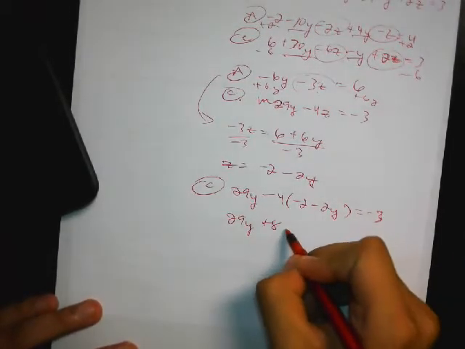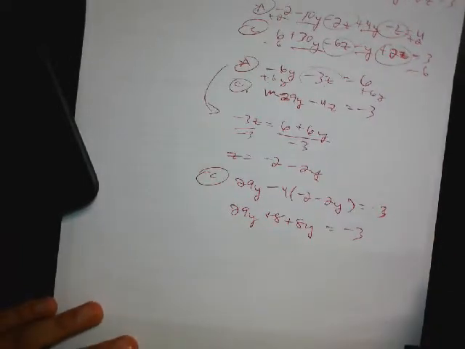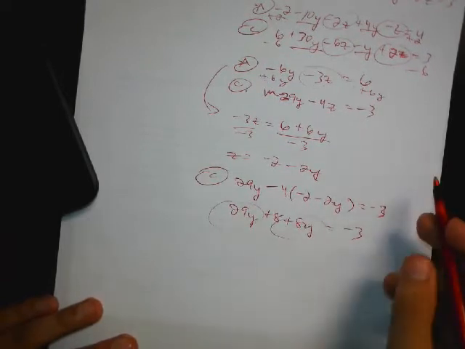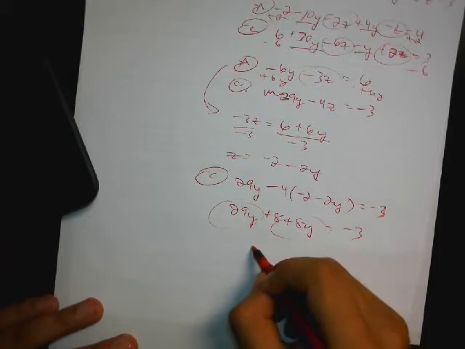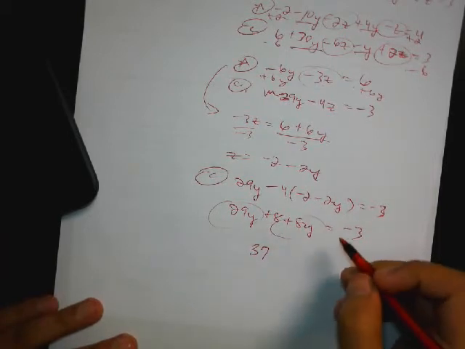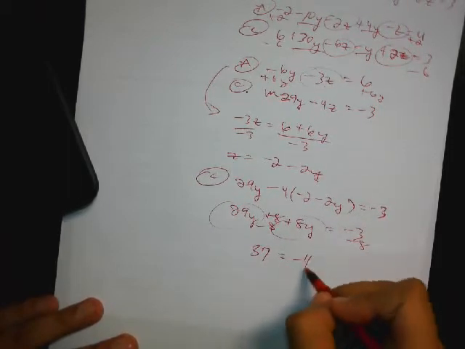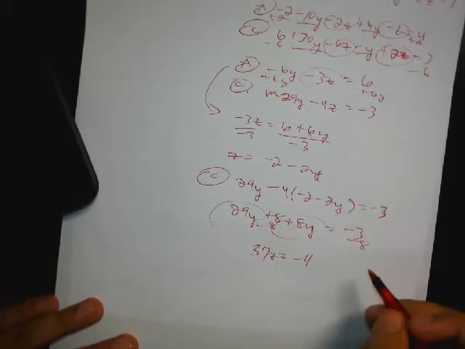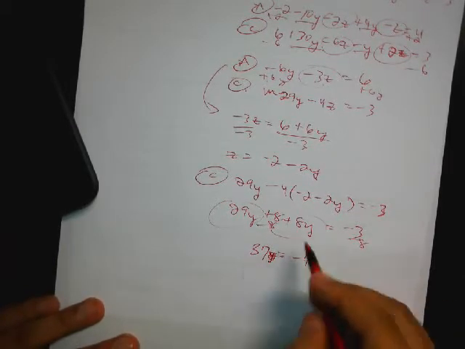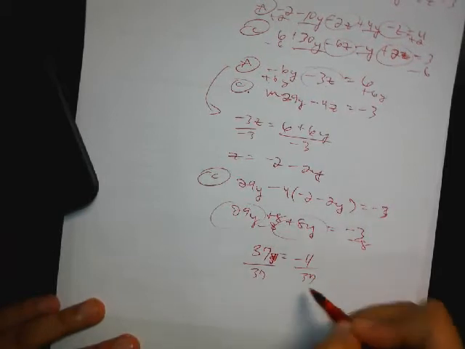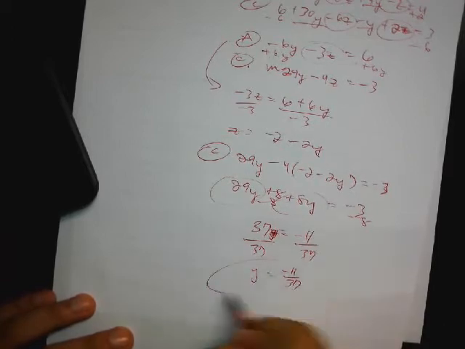Multiply out. And then combine like terms. 29 and 8 become 37. And then subtract 8 on both sides. Negative 3 is negative 11. That's a 37y, and then divide by 37. Negative y is equal to negative 11 over 37.